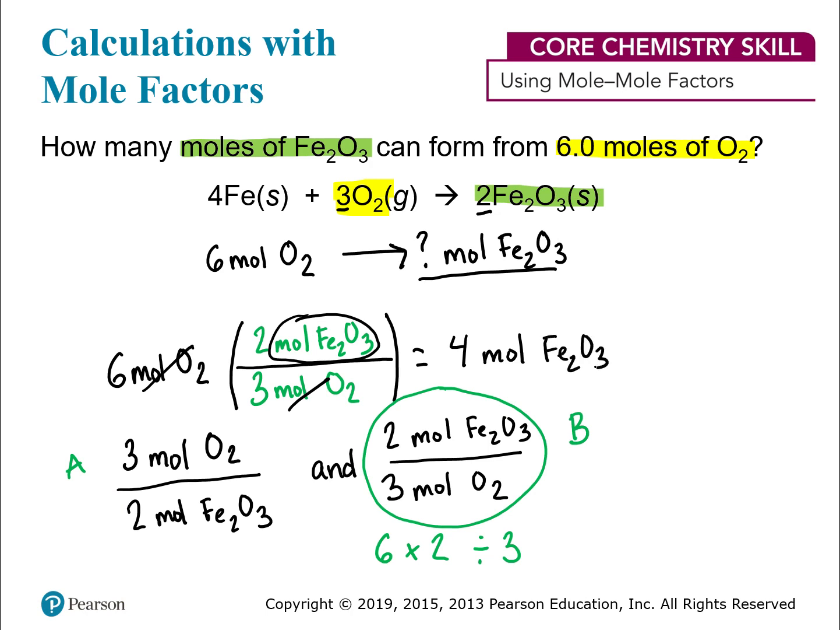So in the problem, we have 6.0 moles. So we should write our answer with 2 sig figs, 4.0.